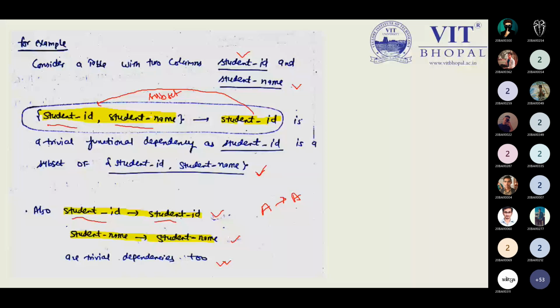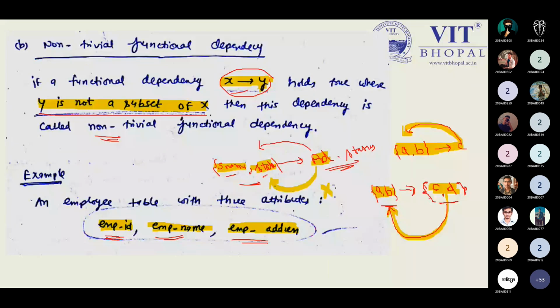So now, what is a non-trivial dependency? A non-trivial functional dependency is when a functional dependency X determines Y holds true where Y is not a subset of X. That's the simple meaning. Can anyone tell me a real example of a non-trivial functional dependency?